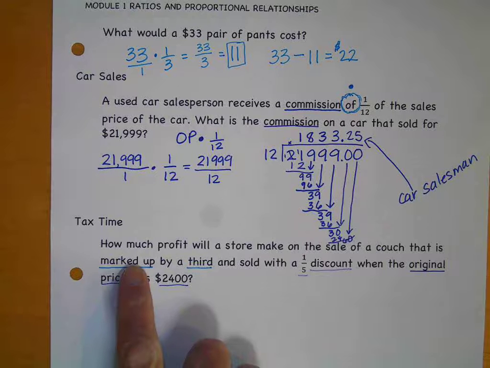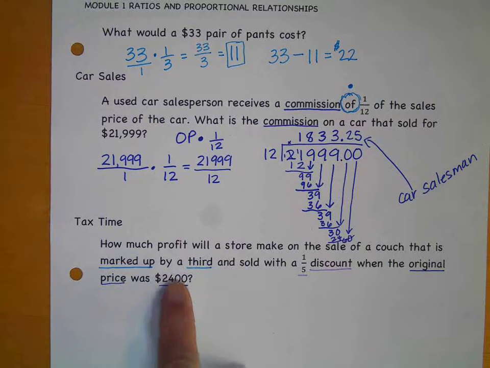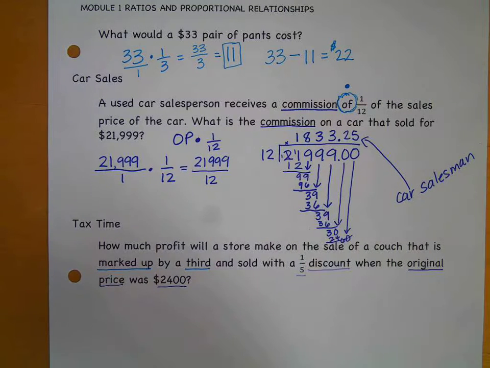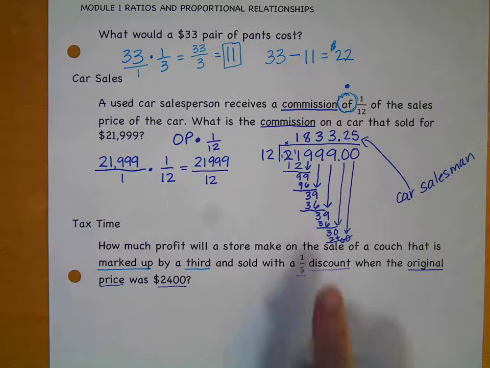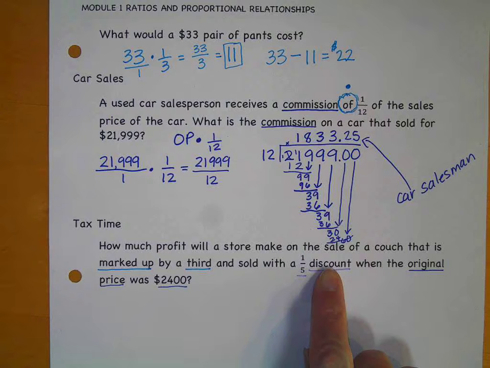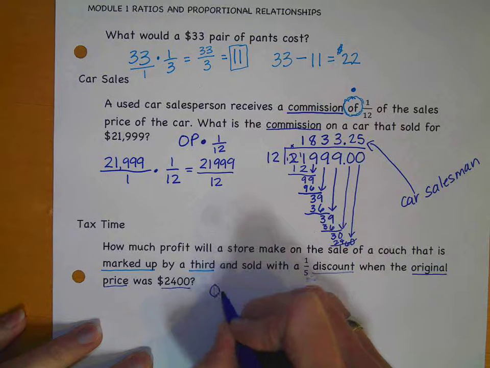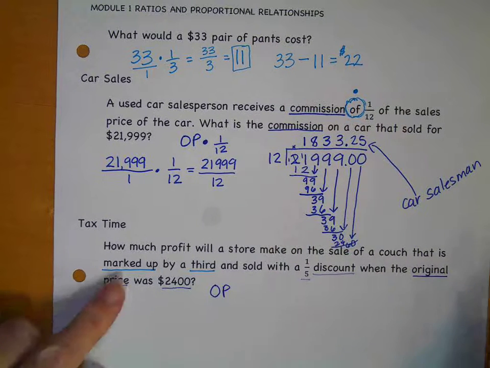Okay, so remember, markups get applied to the original. That makes the price go up, but then the store, because they want to trick us, turns around and applies a discount. This is kind of crazy. Okay, so let's try it step by step. First of all, we know the original price, yes?